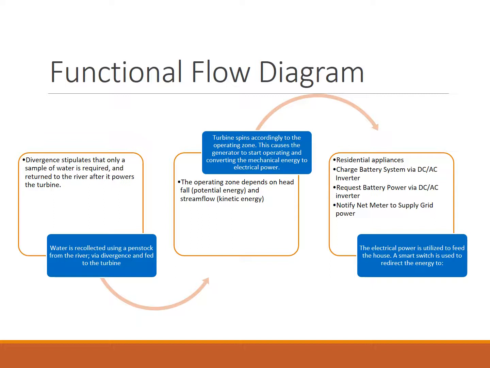Second part, after you provide the water, stream flow and head, which are the two inputs that I mentioned before, they allow your turbine to operate within a specific operational zone. So when it's actually operating, you're generating mechanical power and you're utilizing your generator connected to the turbine to convert this mechanical power into electrical power. When you actually have the electrical power, you're able to feed your house and supply all your appliances and battery chargers and batteries.